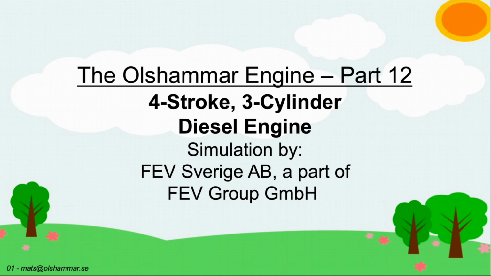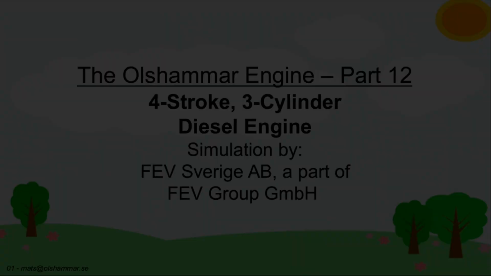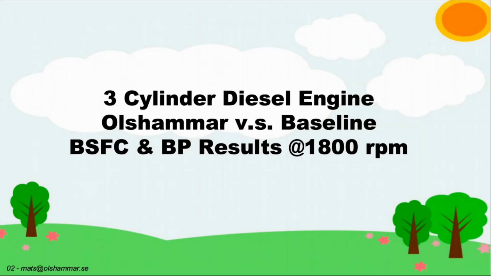Here we simulate a diesel engine, a 4-stroke diesel with 3 cylinders, and it's done together with FEV Sverige AB, a part of FEV Group from Germany. We simulate this diesel engine and we compare the baseline engine with 3 cylinders only with the Olshammar engine that has an added exhaust piston as well with regards to brake-specific fuel consumption and brake power, and the simulation is done at 1800 RPM.